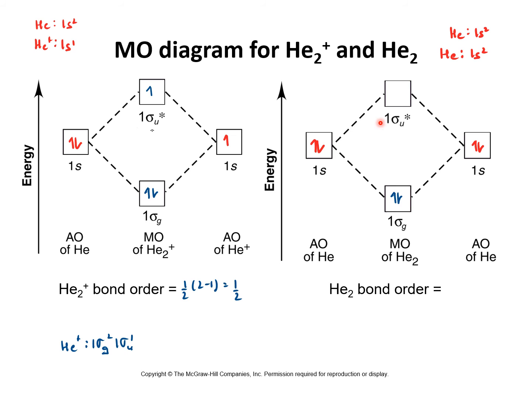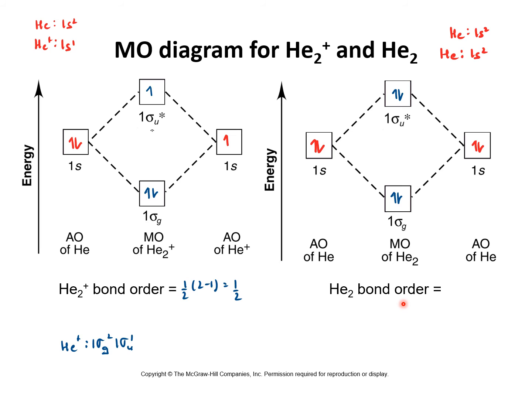The third electron would go in the next lowest energy molecular orbital, which is the 1 sigma U star antibonding MO, and so that would be placed spin up. And finally, the fourth electron will be placed spin down, again in the 1 sigma U star antibonding MO. And this is the completed MO diagram for He2, or helium.